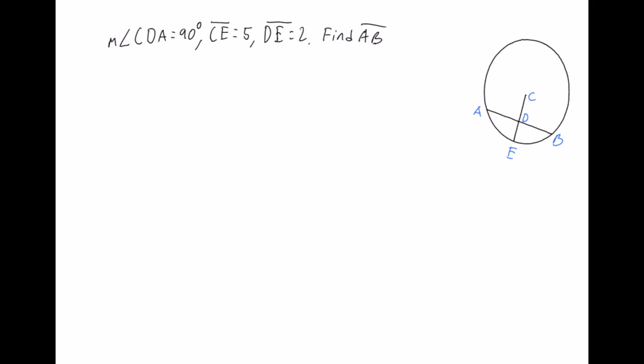Alright, now for an example. Say we have the measure of angle CDA is 90 degrees. So CDA is 90 degrees. So this is a right angle. And we know CE is 5. So this length here is 5. And DE is 2. So this length here is 2. So we can mark this as a 2. And we'll just know that the whole thing equals 5. The whole CE is 5. And what we want to find is AB.